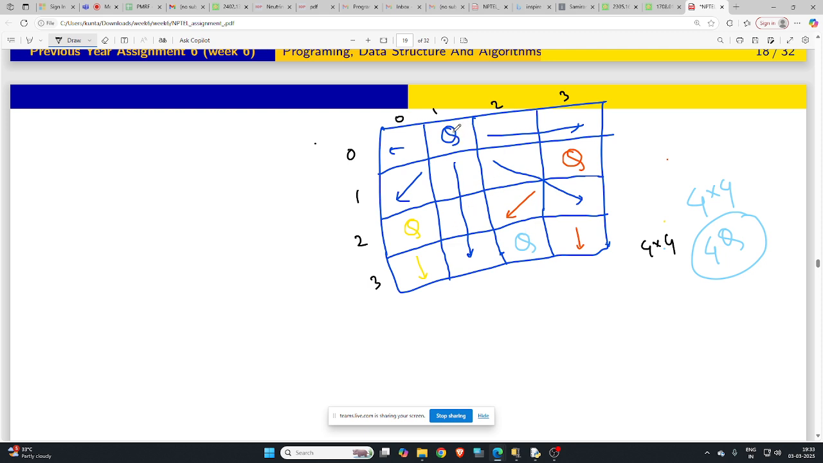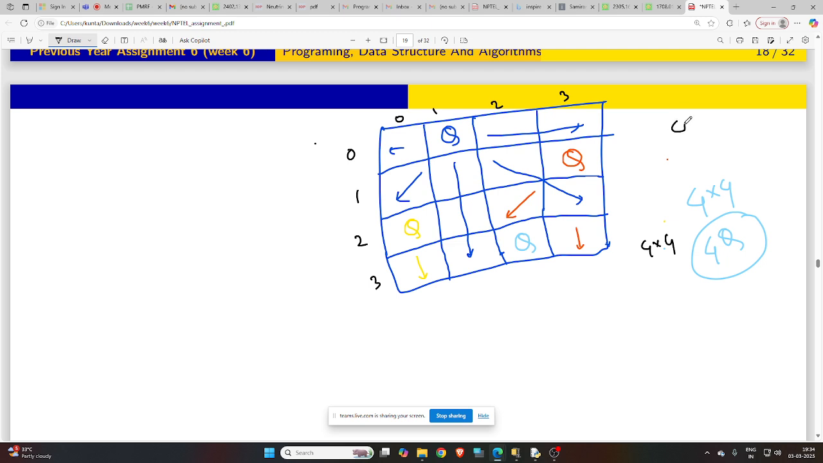Because you can see, for this queen this is not the attacking position, for this queen this is also not the attacking position, for this also this is not the attacking. So for this queen as well this is not the attacking position, this is not, this is not. Similarly for this, this is not, this is not, and this is not. So that means each and every one is independent of each other. This is the case for a 4 by 4 matrix.